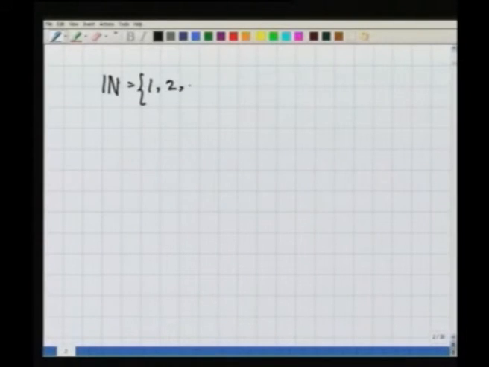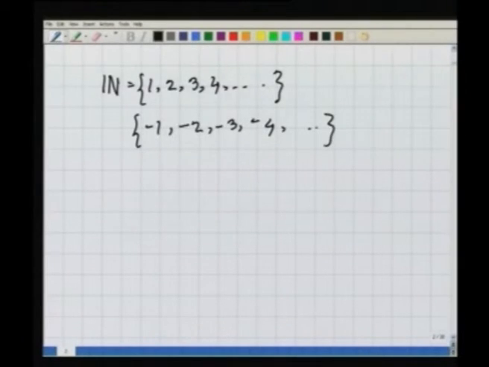Well, there are certain numbers we anyway know. For example, the set of natural numbers, which is denoted by N. The numbers are 1, 2, 3, 4 and so on. We also know examples of negative numbers, that is -1, -2, -3, -4 and so on. We also have the number 0, and that comprises the set of integers denoted by Z.